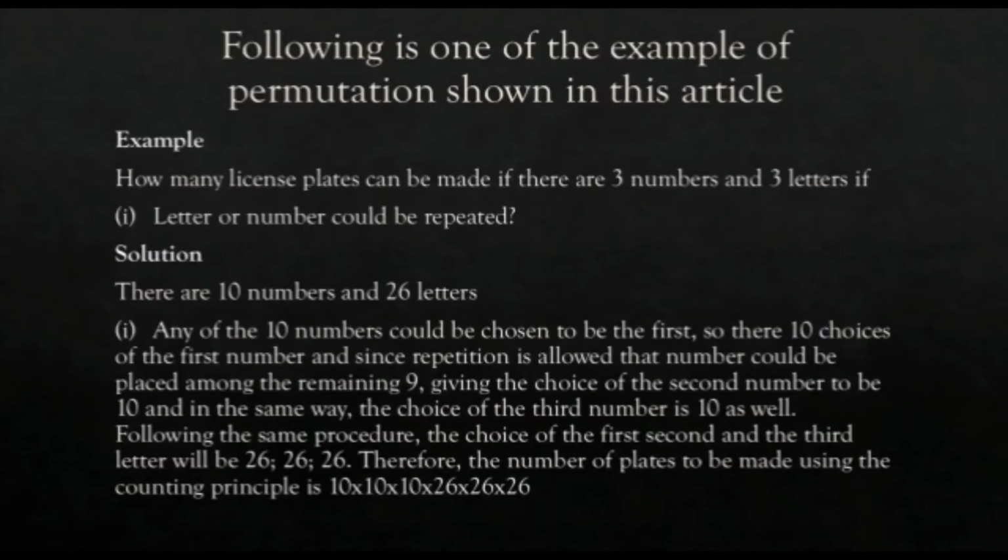Following is one of the examples of permutation shown in this article. The example is: how many license plates can be made if there are 3 numbers and 3 letters, if letters or numbers could be repeated?